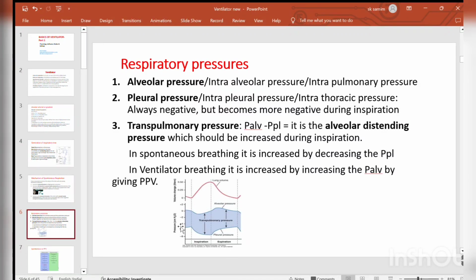In this pressure-time and volume-time graph, the lower curve is the pleural pressure curve, the middle curve is the alveolar pressure curve, and the upper curve is the lung volume curve. During the peak of inspiration, pleural pressure becomes more negative. So transpulmonary pressure is increased during the peak of inspiration and lung volume is increased. During expiration, pleural pressure becomes less negative, so transpulmonary pressure becomes less, so lung volume is decreased during expiration.